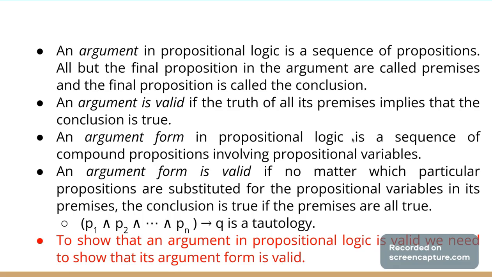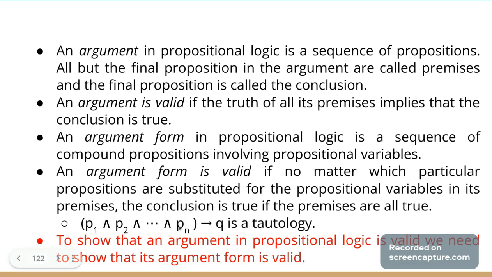Now, what is an argument form? It is a sequence of compound propositions involving propositional variables. Any sequence is an argument form, but for the argument form to be valid, no matter which propositions are substituted for the propositional variables in its premises, the conclusion must be true if all the premises are true. So for the argument to be valid, say that there are n premises, then the conjunction of all those premises implies Q if it is a tautology.